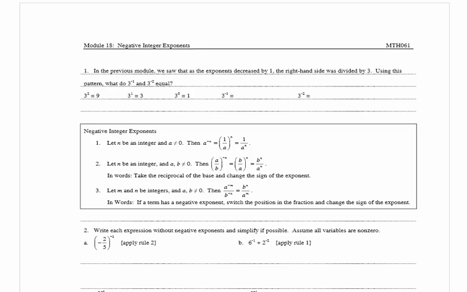So we have the pattern of 3 squared is equal to 9, 3 to the first power is equal to 3, 3 to the 0 is equal to 1. Well, if we subtract 1 from the exponent, we have 3 to the negative 1. And if you were to divide 1 by 3, we would get 1 over 3. And then for 3 to the negative 2, if we were to divide 1/3 divided by 3, this would be equal to 1 over 9, or we could also write it as 1 over 3 squared. So if an exponent is negative in the numerator, then it becomes positive in the denominator.